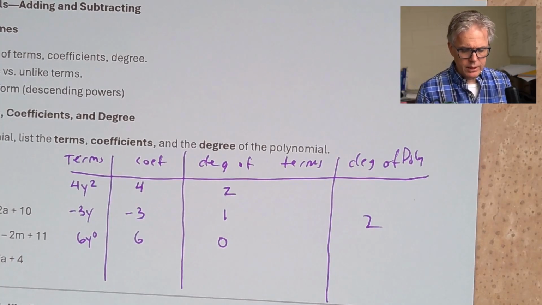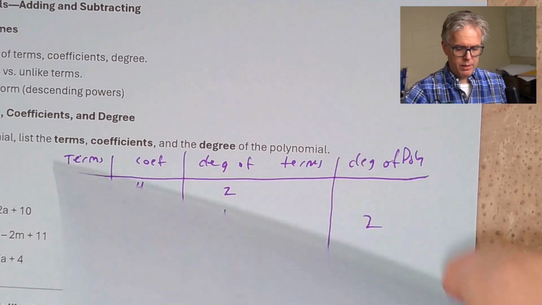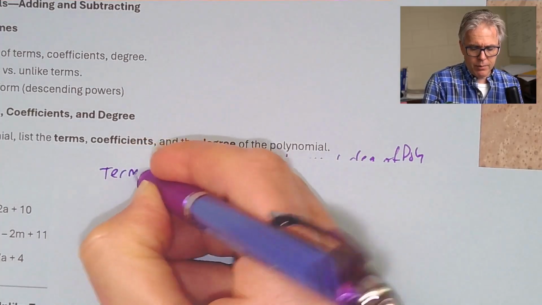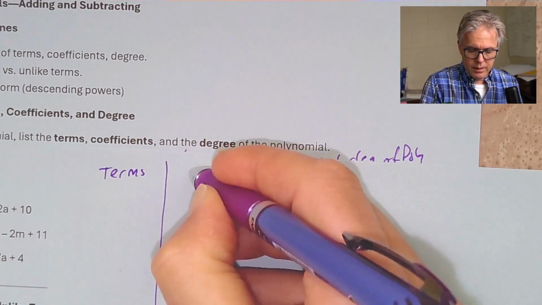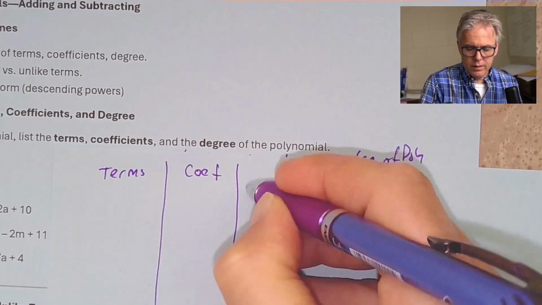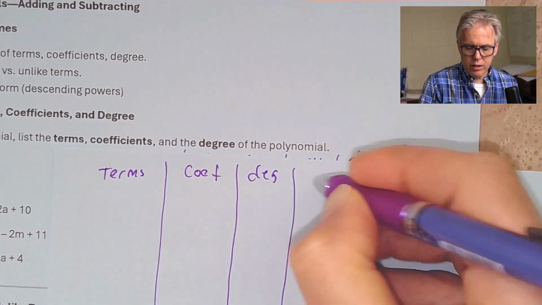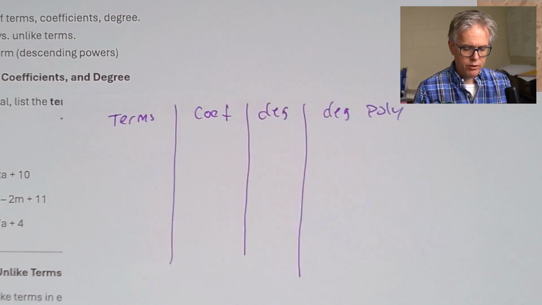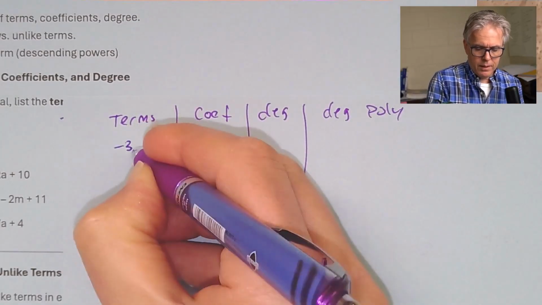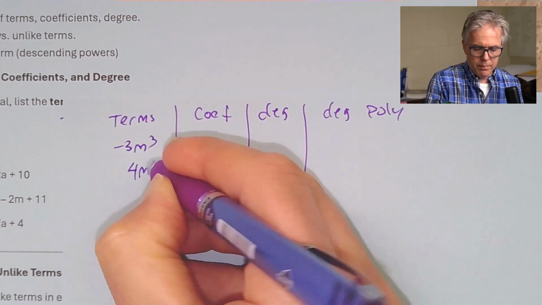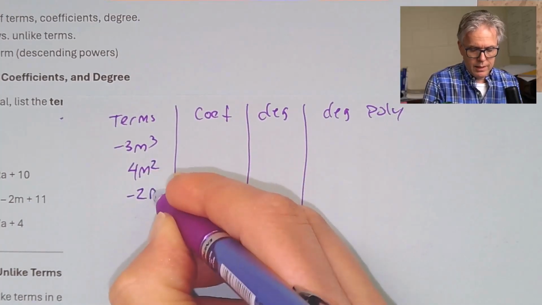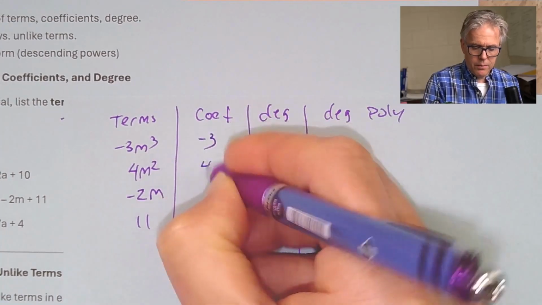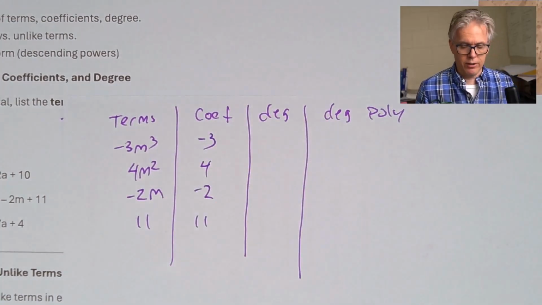So what about number 4? I'm going to have to have another sheet for this. Very similar. Let's make out a table. So terms, the coefficients, degree of each term, and then the degree of the whole polynomial. Okay, so what are my terms for number 4? So negative 3m cubed, 4m squared, negative 2m, and 11. Now what about the coefficients? Negative 3, 4, negative 2, and again, kind of calling 11 a coefficient.